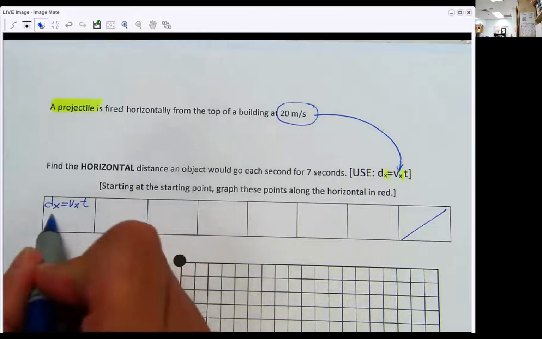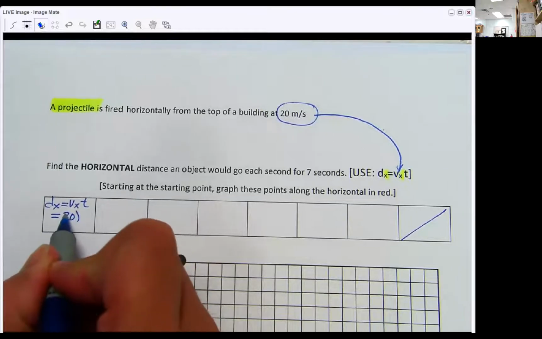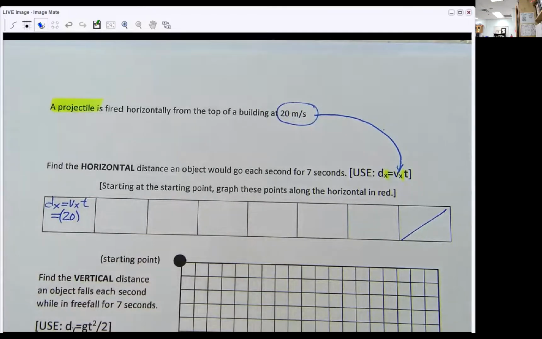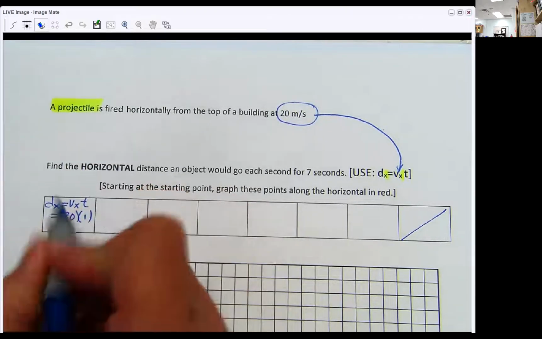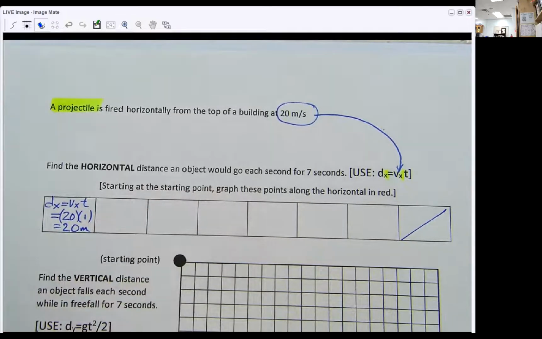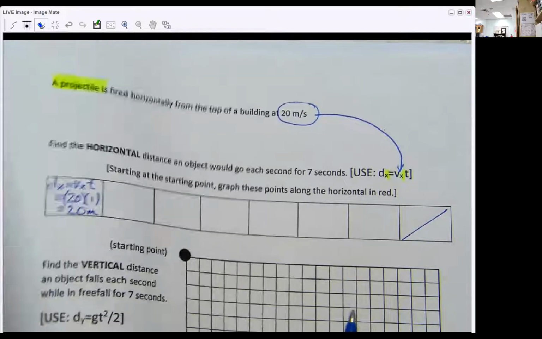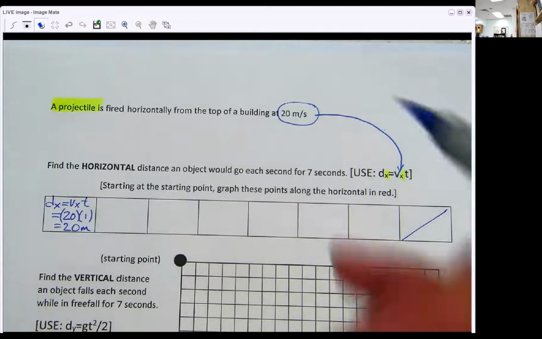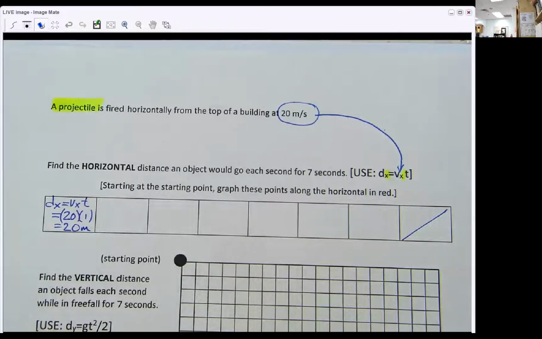So when we do that, you should get 20. I'm not going to use units on there, just don't have the space to do that. And we want to know for each second. So for the first second, I'm going to plug in a 1, and I end up getting 20 meters. So what I'd like for you to do is to go in and start calculating on your own, what is the horizontal distance going to be at 2 seconds, at 3, at 4. And so go ahead and fill these boxes in. And then when you are finished, look up here and we'll see if what you got is the same as what I have up here. So go ahead and try that now.